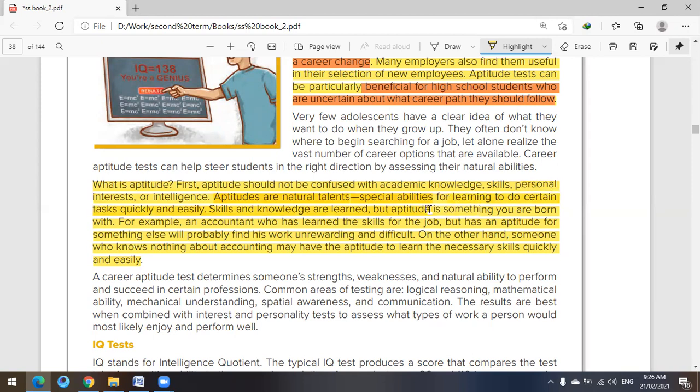Learning to do certain tasks quickly and easily, this is the definition of talent, our natural skill. So the ability to do certain tasks quickly and easily, this is the definition of the word skill or talent. That's it. Thank you, Badr. Excellent, Badr. So what else?